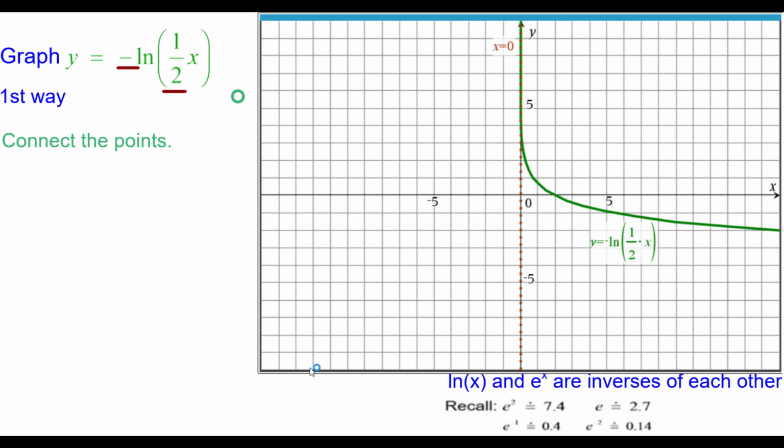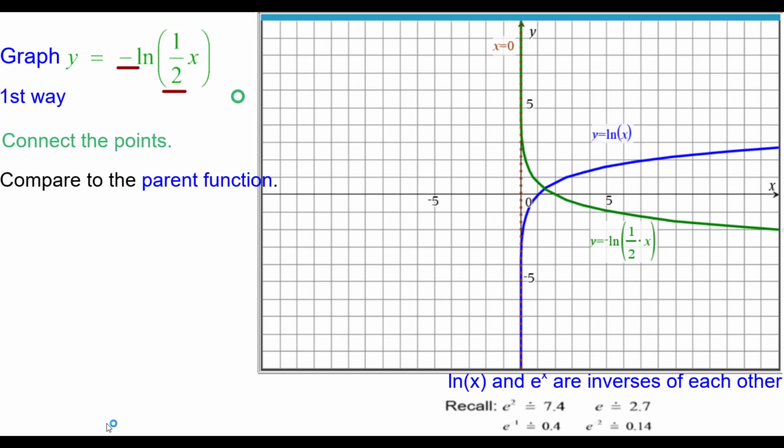Connect the points using that asymptote as a boundary line there, and we can compare it to the parent function. You can see that it's been reflected and also kind of stretched out a little bit because of the 1/2.